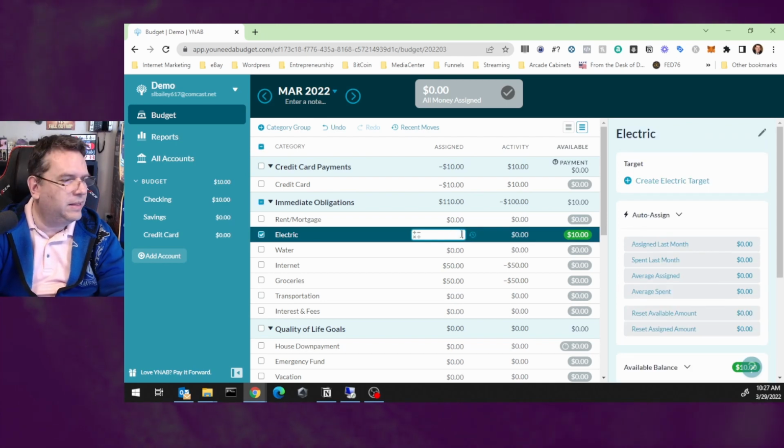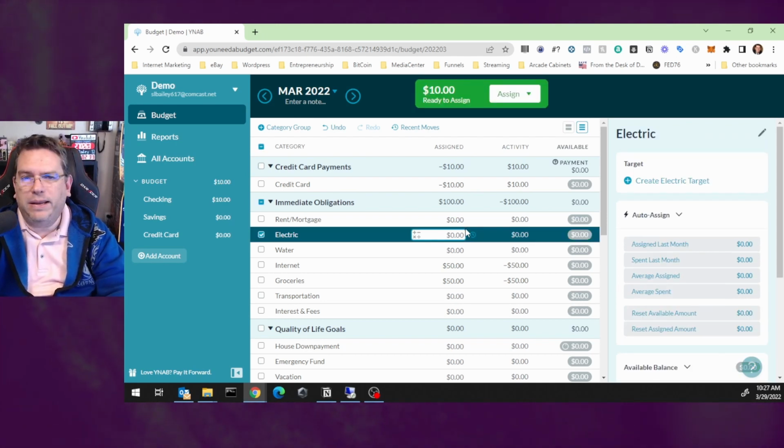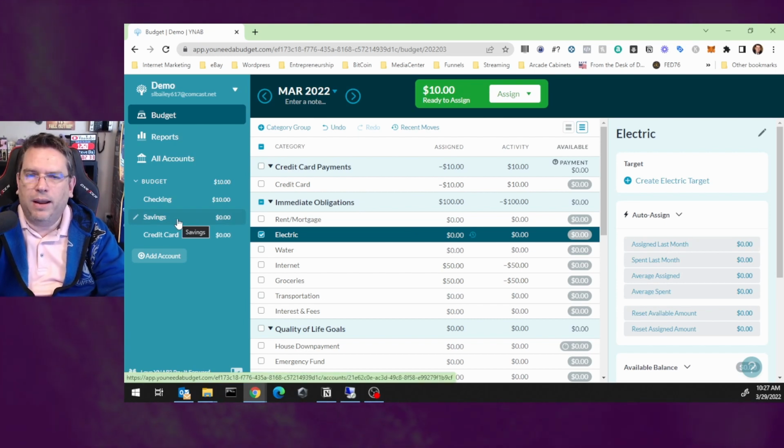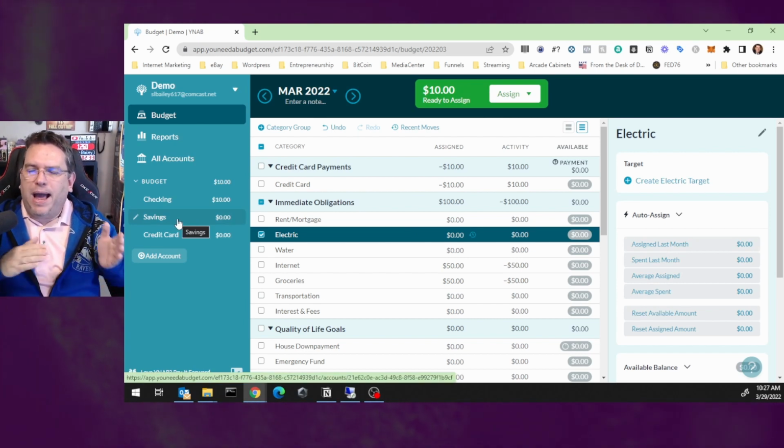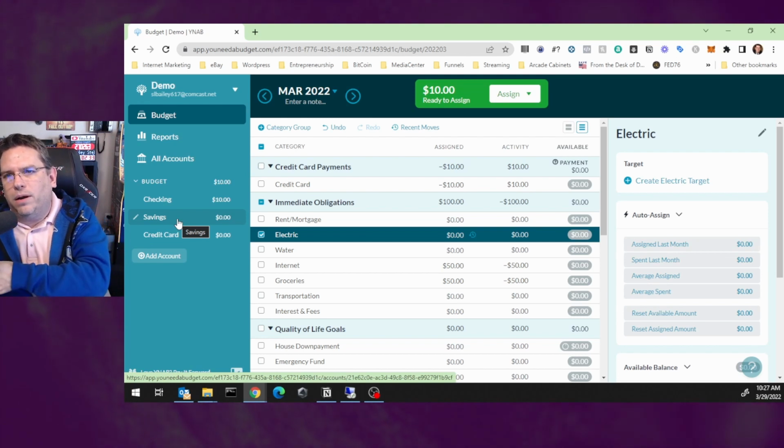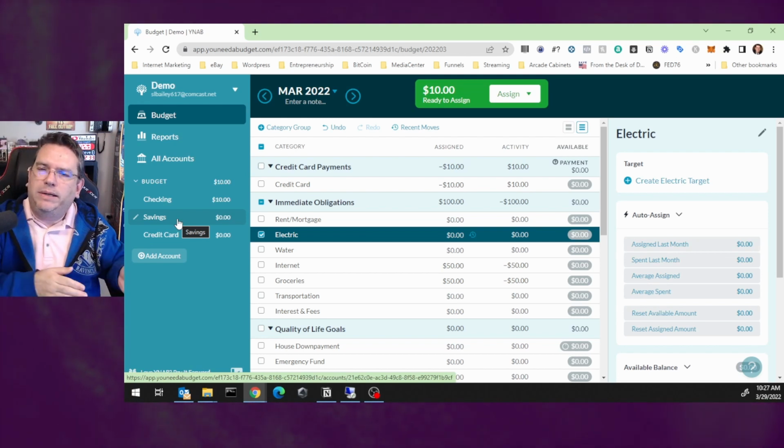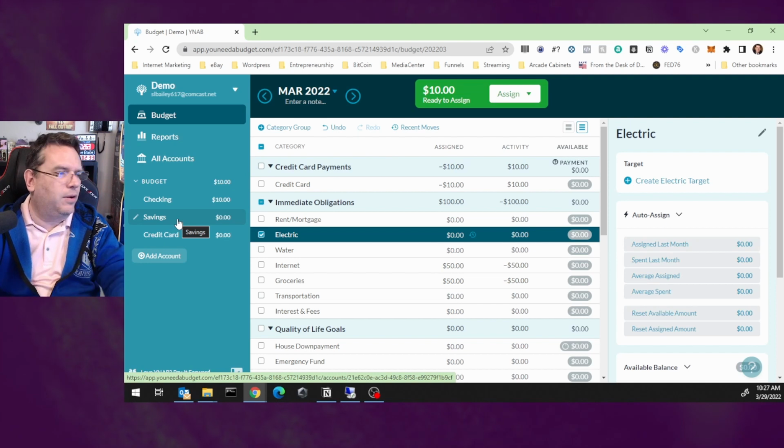So I'm going to take this out. Now, if I didn't budget it, you would see that I still have $10 ready to assign, and that's from the statement credit. So the statement credit is money I had budgeted for the credit card, but I don't need to budget for the credit card because they've basically given me a credit.